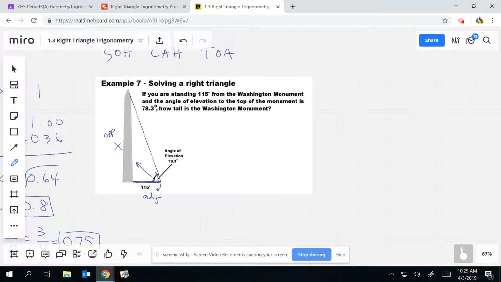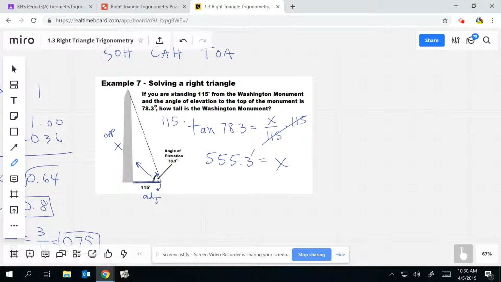So the tan of 78.3 is going to equal the opposite side x over the 115. To get x by itself, you're just going to multiply both sides by the 115. And those cancel. And you get 115 times tan of 78.3, 555.3 feet. And that's accurate. That's exactly the height of the monument, 555 feet.